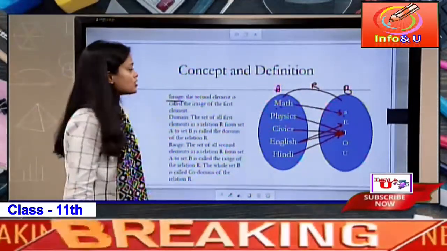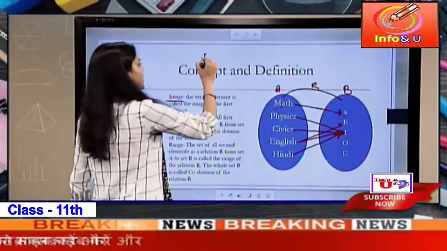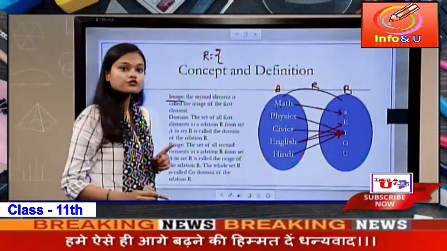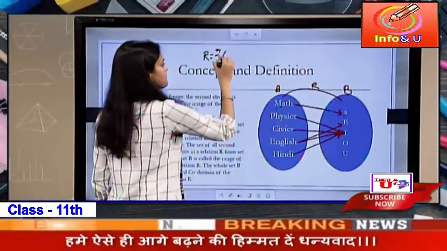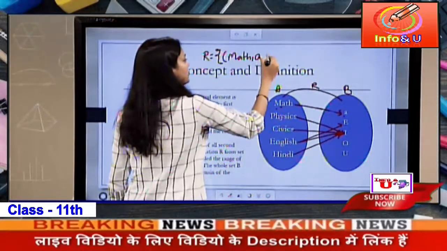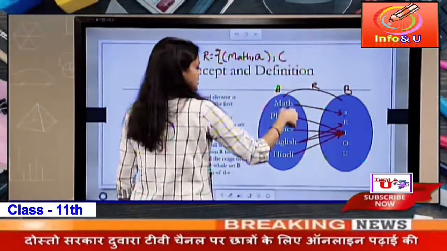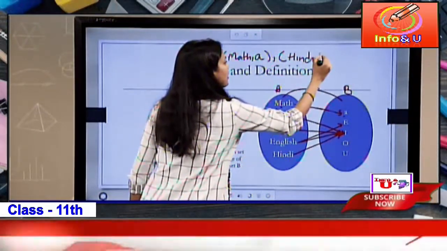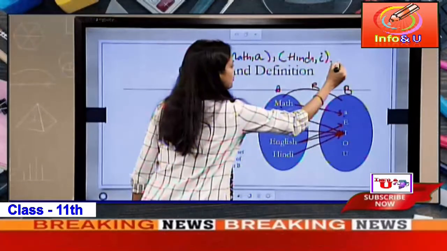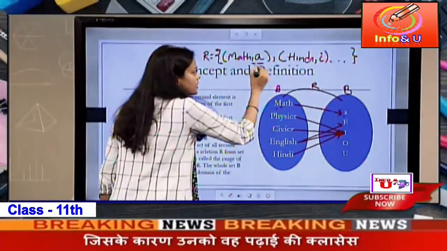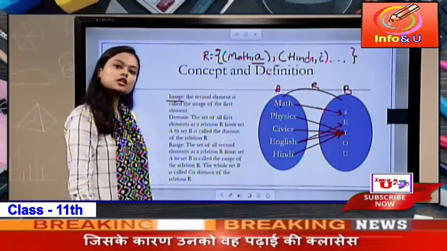Okay. So, I am writing here again the relation we are getting in the roster form. That is math and A, say Hindi and I, and so on. So, the second element is said to be the image.